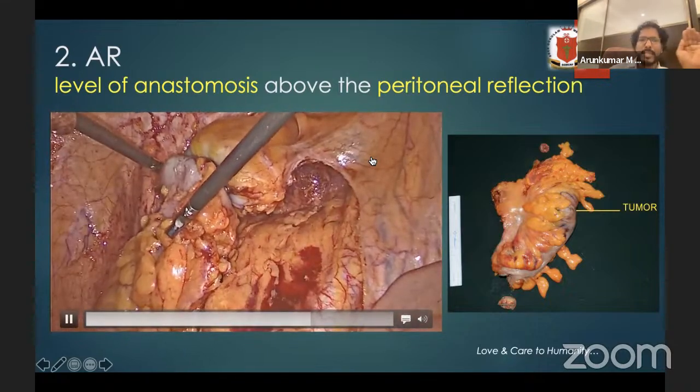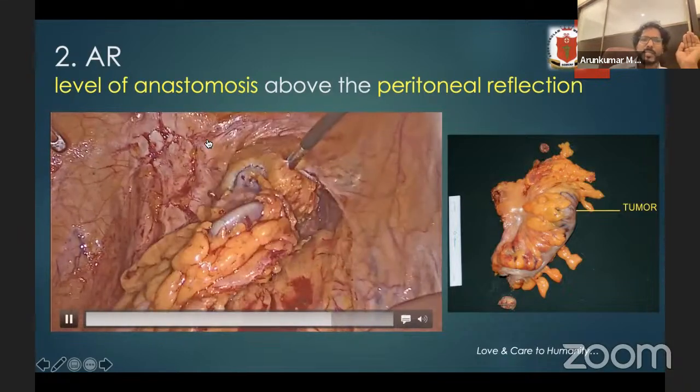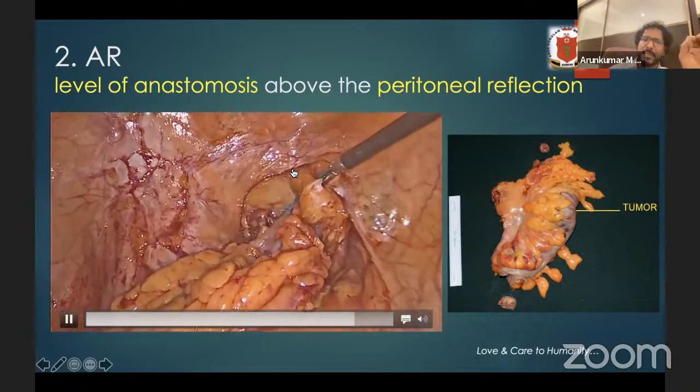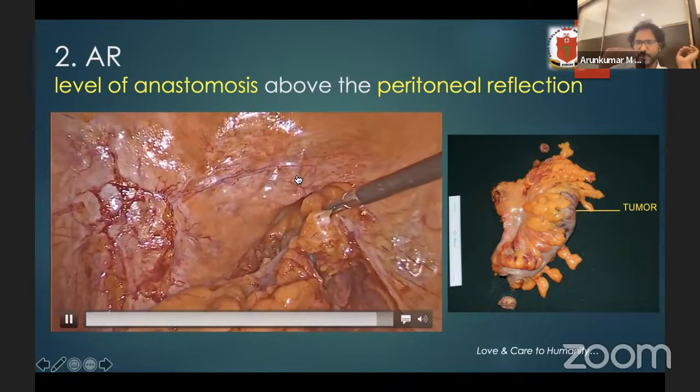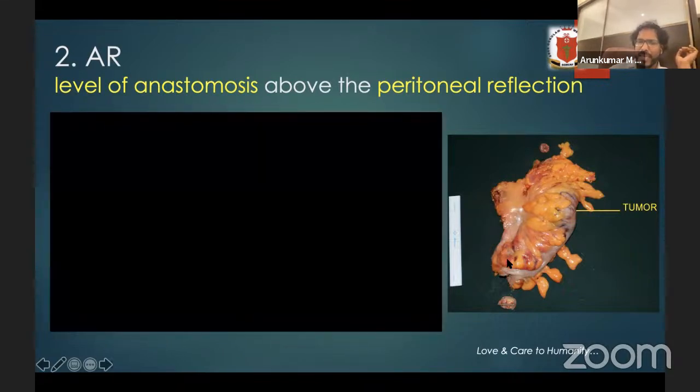A purely anterior resection means our level of anastomosis will be into a peritonealized distal stump. So by analyzing the specimen again, the complete specimen is covered by peritoneum. There is no raw area, the so-called raw area, in the mesorectum.